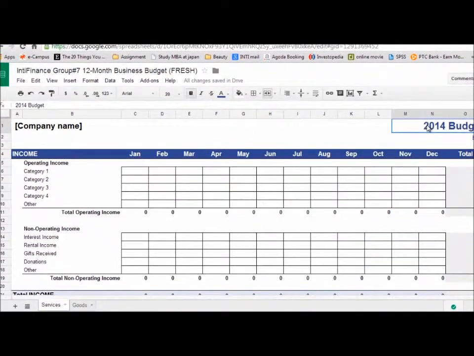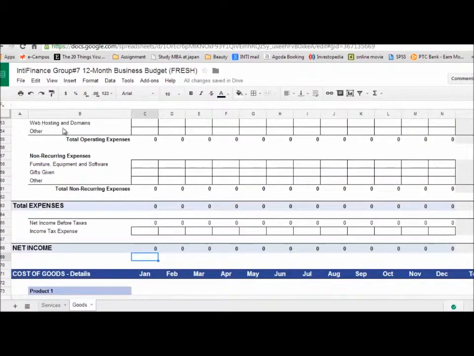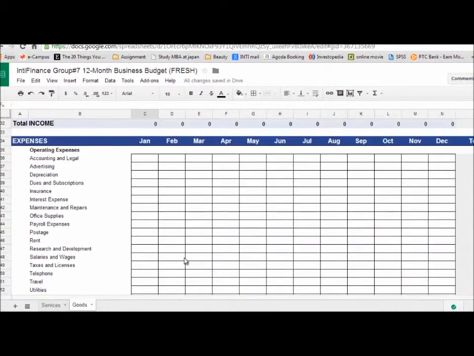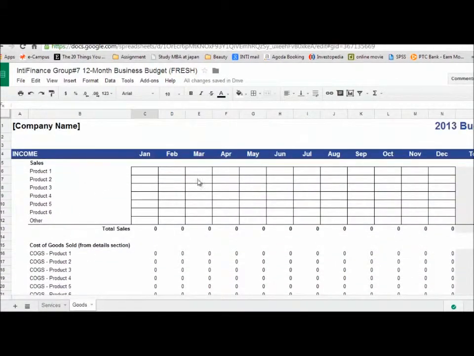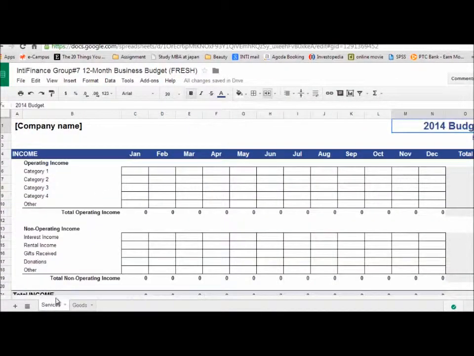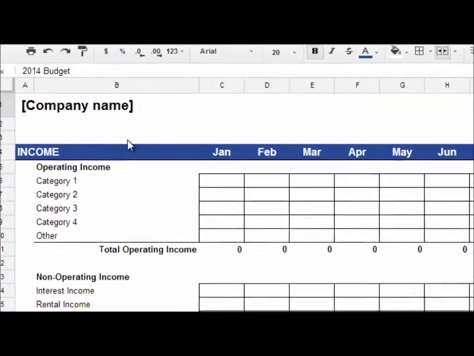If you look at your bottom left, you will see two parts, which are services and goods. It depends on what industry you are into. If you are into the services industry, you can look into this template for services. If your business produces goods or sell goods, you may look into the template for goods. First, let us look into the template for services.